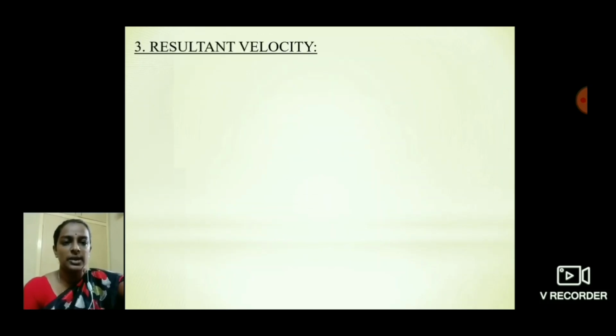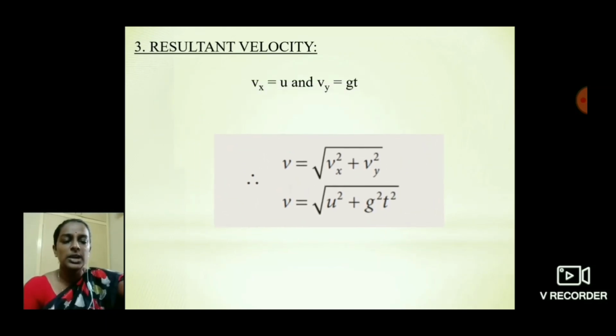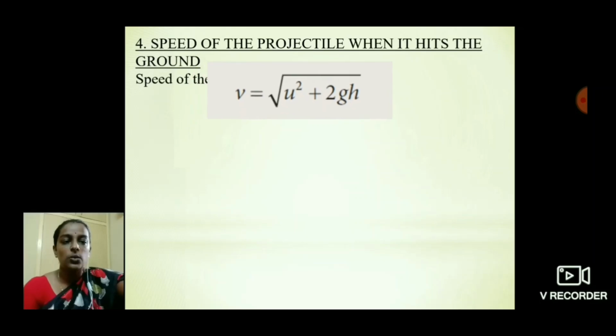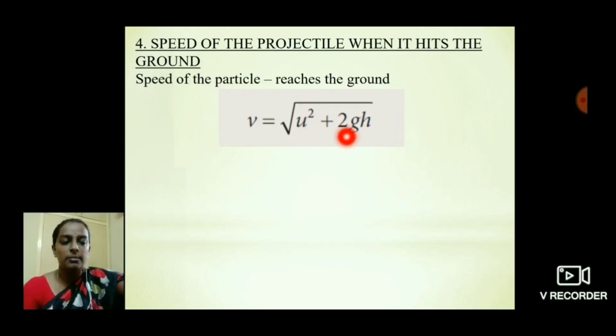Next is resultant vector. Vx is equal to 0 and Vy is equal to gt. So when we substitute this and get the magnitude, V is equal to root of u square plus g square t square. That is the resultant vector. Speed of the projectile when it hits the ground, that is speed of the particle when it reaches the ground, is given as V is equal to root of u square plus 2gh.